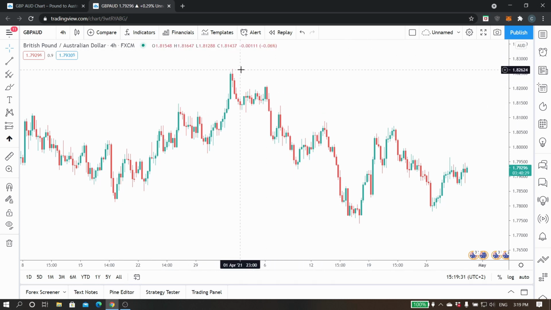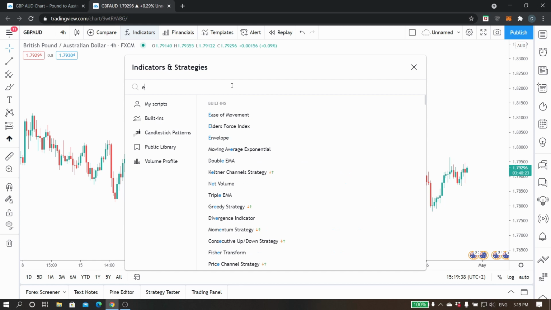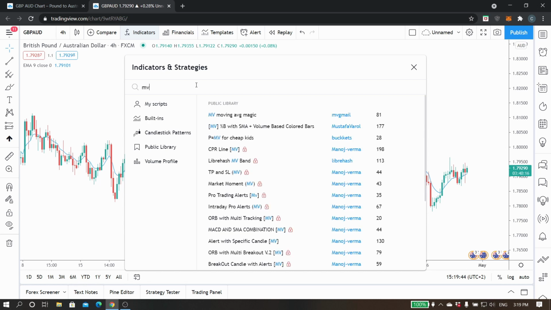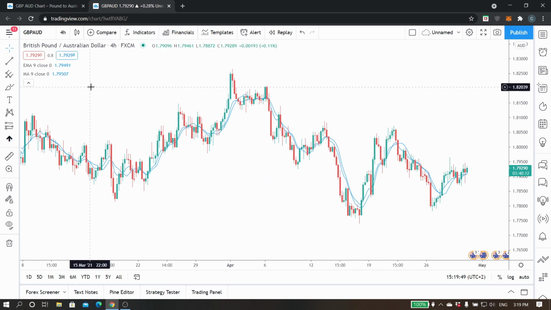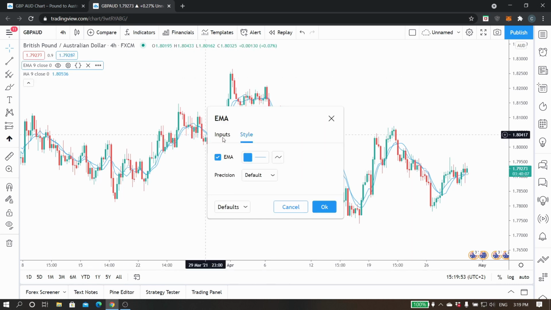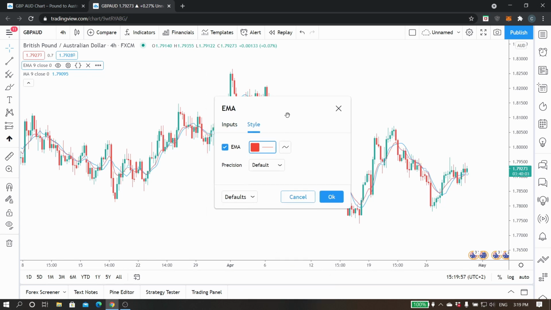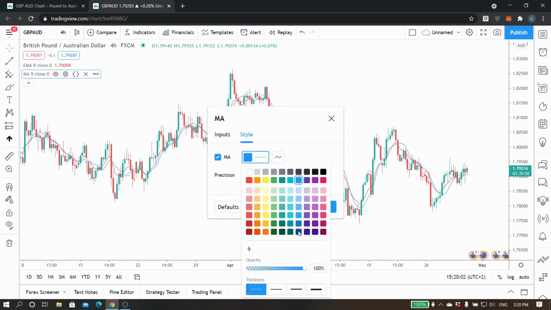The moving average, the simple one and the exponential one, are both technical indicators, so you can find them here. Exponential is just EMA, moving average exponential, and the simple one is called moving average. Then you have those. So let's just see first how you can tweak them for yourself. This is just the color style. Let's make the EMA red and the MA a nice shade of blue.